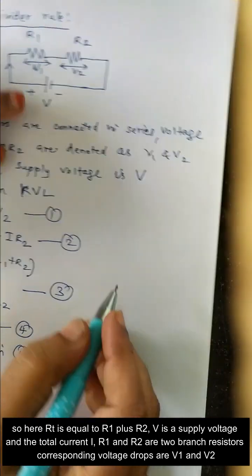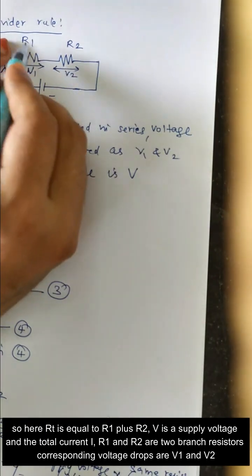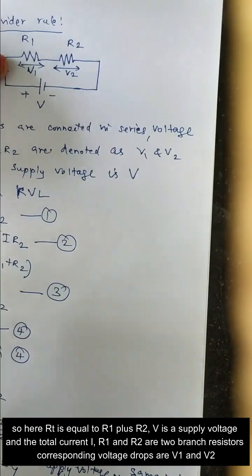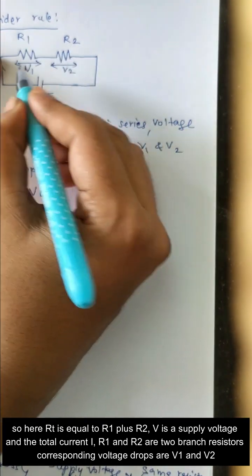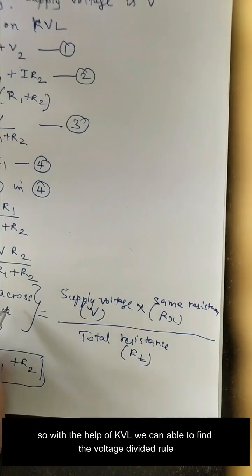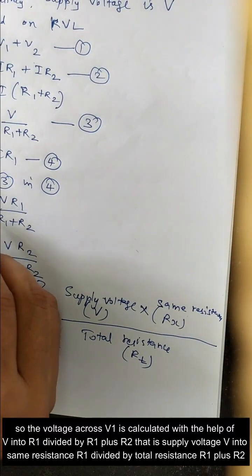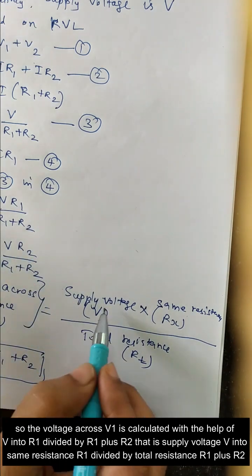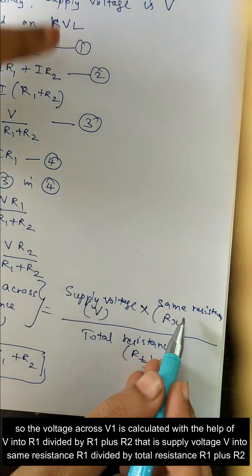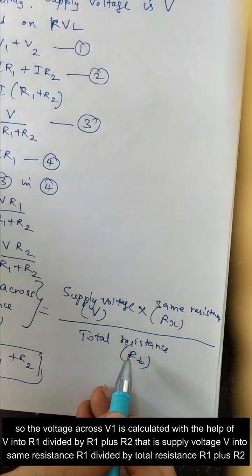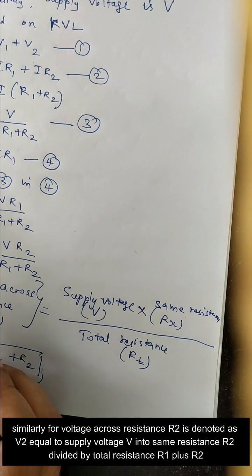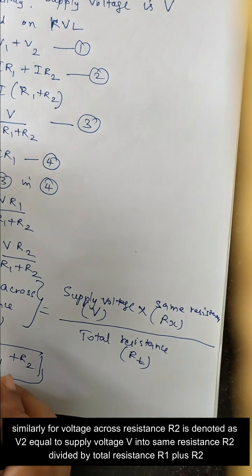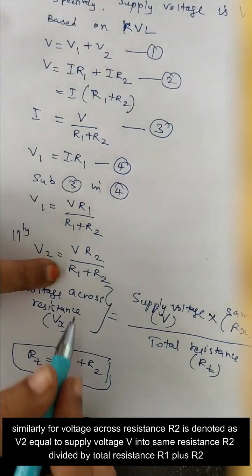V is the supply voltage and total current I. R1 and R2 are two branch resistors. Corresponding voltage drops are V1 and V2. So with the help of KVL, we are able to find the voltage divider rule. The voltage across R1, V1, is calculated as V into R1 divided by R1 plus R2, that is supply voltage V into the same resistance R1 divided by total resistance R1 plus R2. Similarly, the voltage across resistance R2, denoted as V2, is equal to supply voltage V into the same resistance R2 divided by total resistance R1 plus R2.